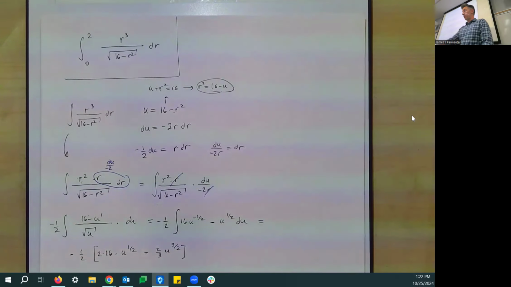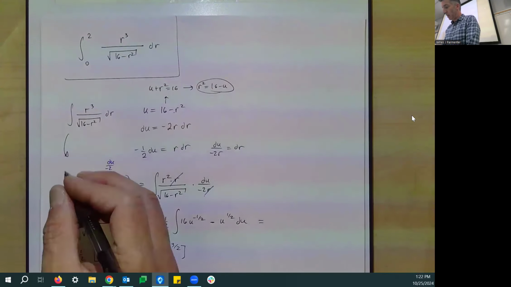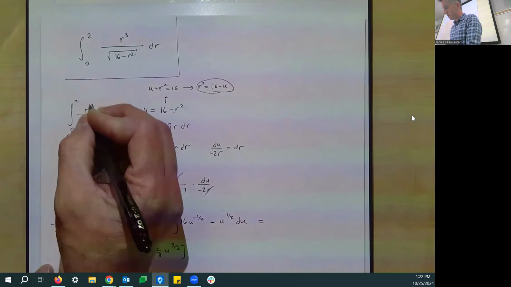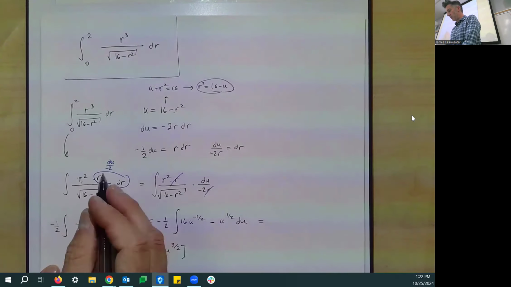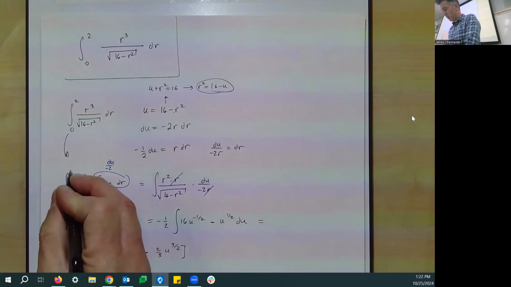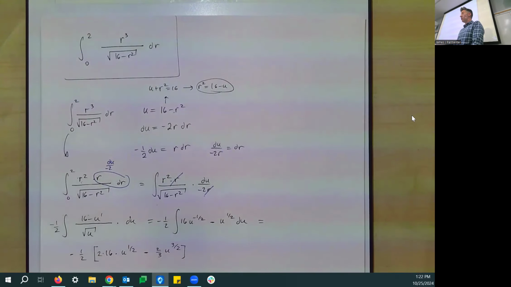So I'm actually not going to go over and do this. What I'm going to do is say this is the integral from 0 to 2 still. I've still got r's here. So this is still the integral from 0 to 2. But now here, when I've changed things to u, I'm going to change my limits of integration.